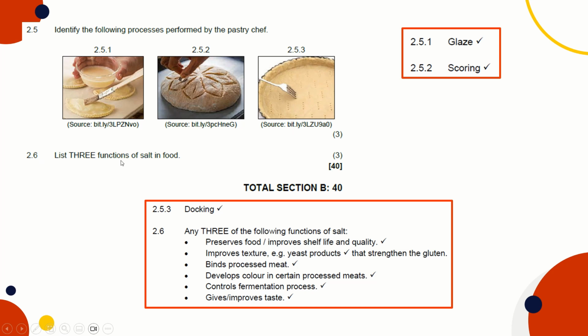Then you also need to list the functions of salt in food. Salt is a very, very important ingredient in any dish. Salt has the ability to enhance the flavor of the dish. It enhances sweetness, bitterness, sourness, as well as saltiness. It can also help to preserve the food, improving the shelf life or the quality of the product. It improves the texture of these products. It binds processed meat. It develops color in certain processed meats, and it also controls the fermentation process in these products.